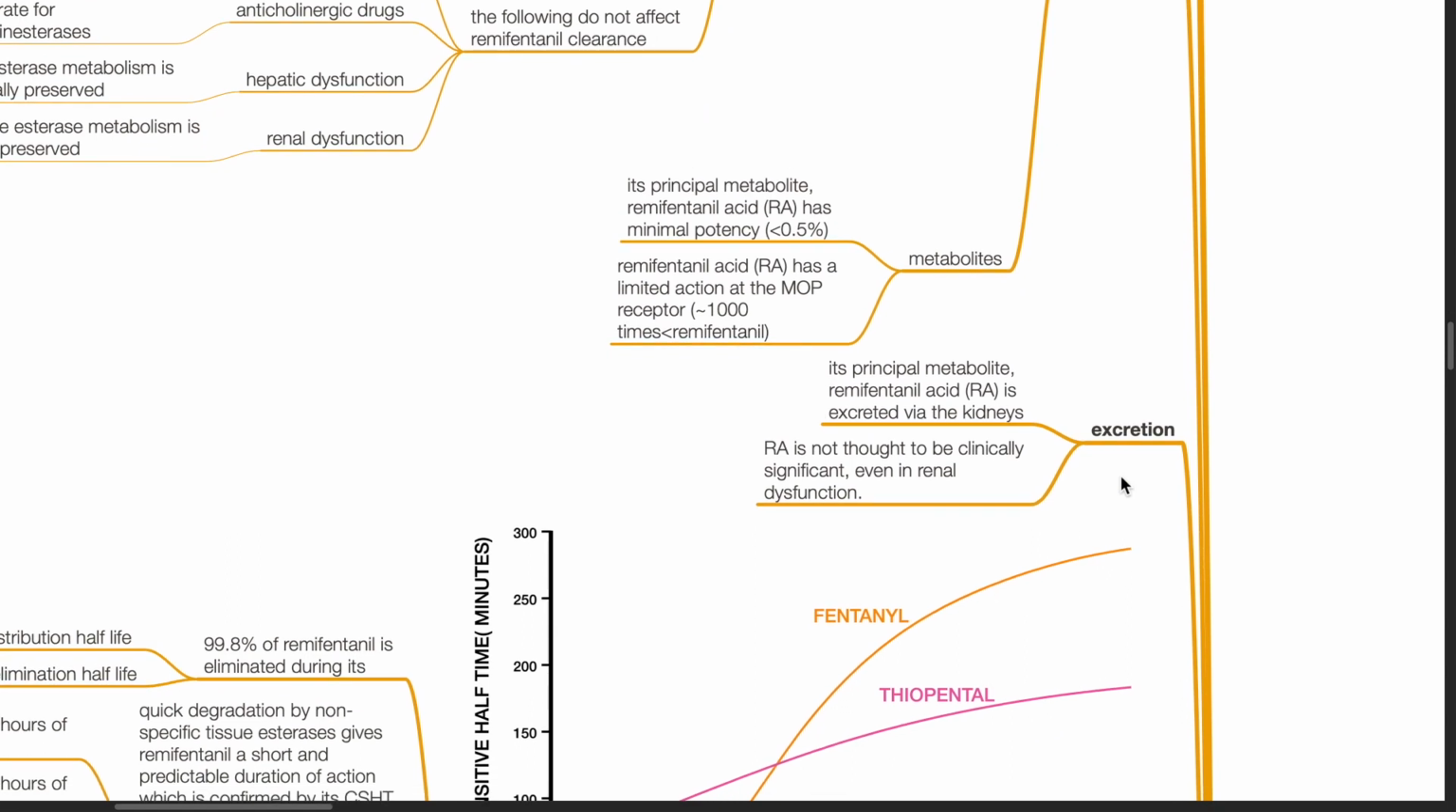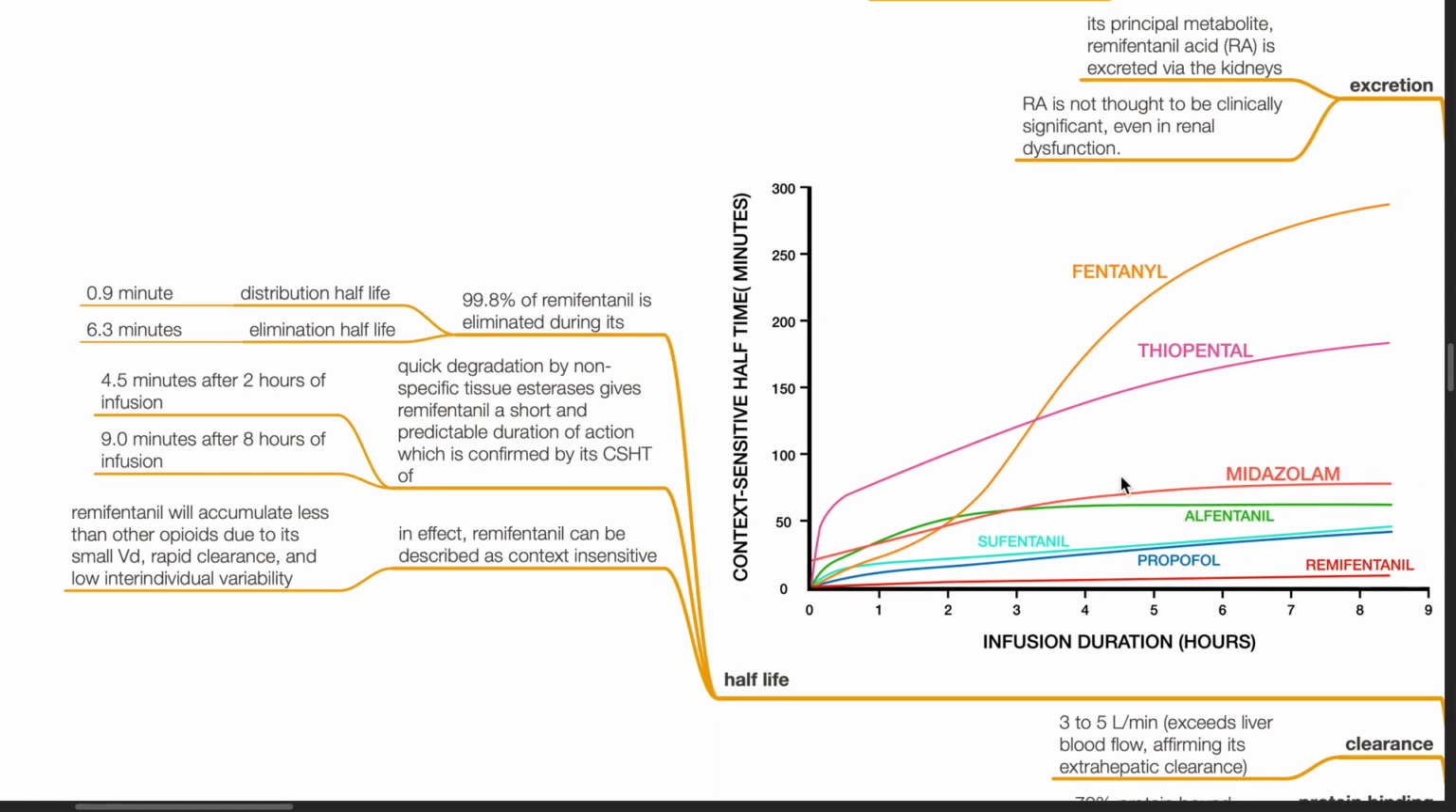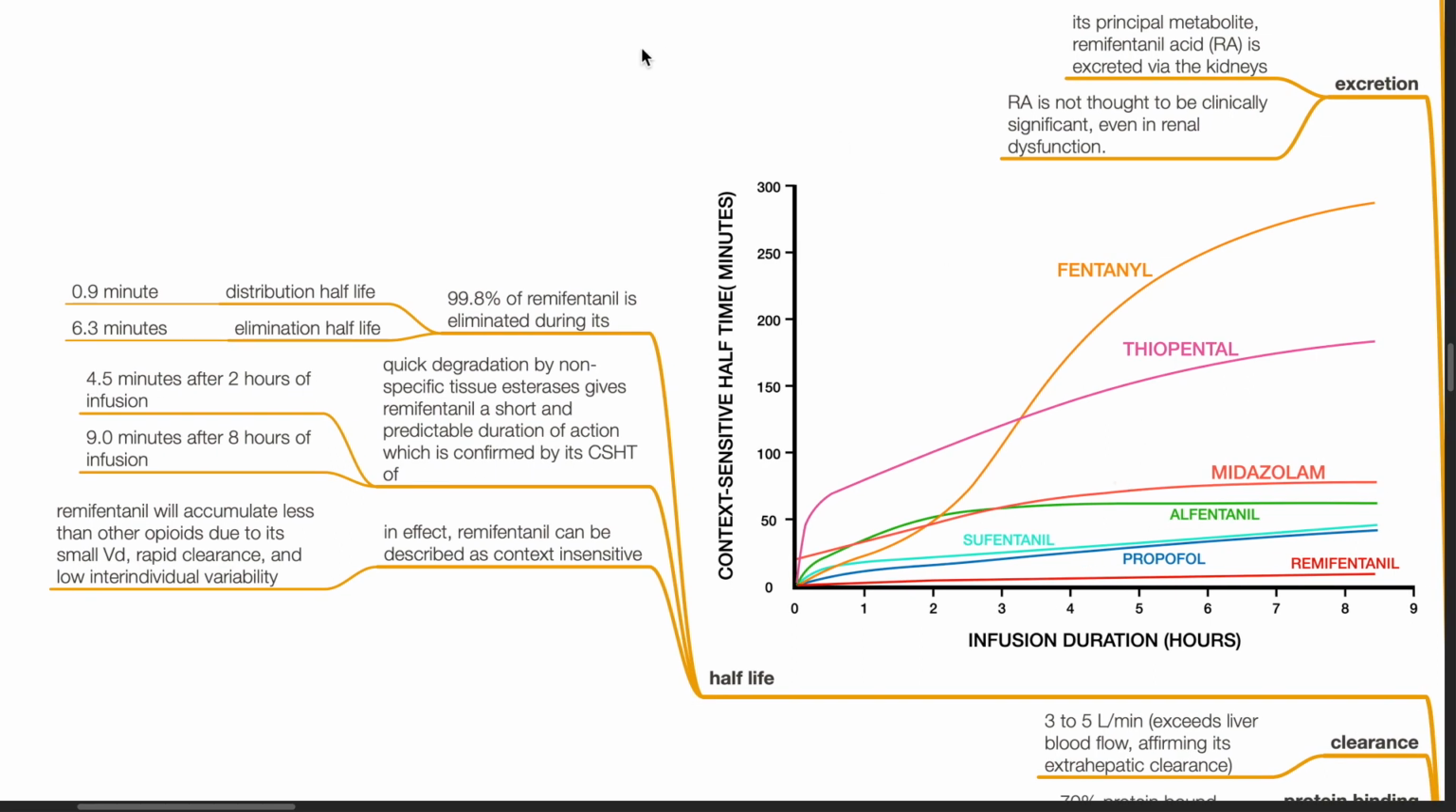Remifentanil acid is excreted via the kidneys. Remifentanil acid is not thought to be clinically significant even in renal dysfunction. Half-life of remifentanil: 99.8% of remifentanil is eliminated during its distribution half-life of 0.9 minutes and elimination half-life of 6.3 minutes.